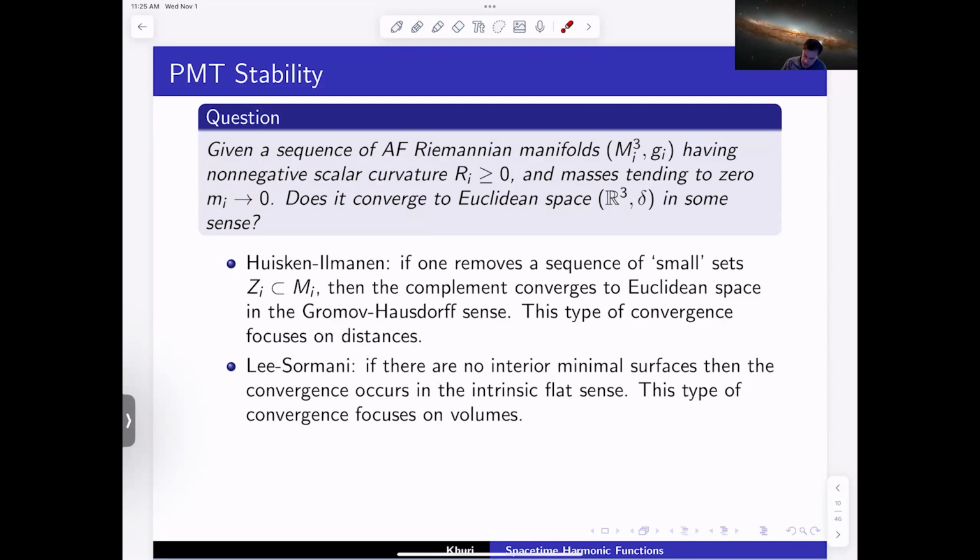And an alternate version of the conjecture, which is stated in a paper of Lee and Sormani, is based on the intrinsic flat convergence. And the hypothesis here is that there are no interior minimal surfaces, and then one should get intrinsic flat convergence.